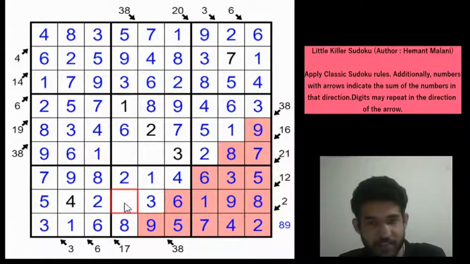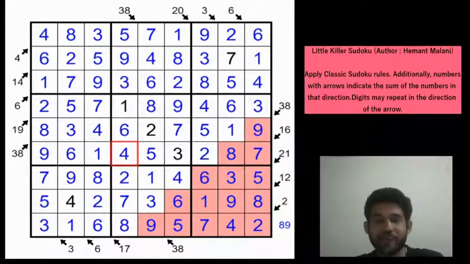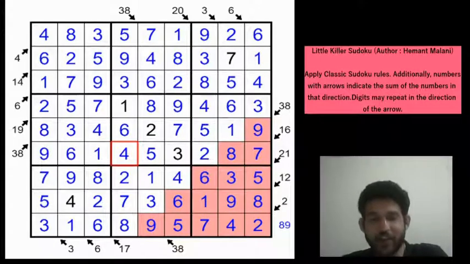You have a 3 here. This is a 3. This is a 7. 2, 3, 6, 7, 1, 8 and 9, 4, 5. So this is a 5. This must be a 5. So you can finish the Sudoku with a 4 here. And we have completed the grid now.